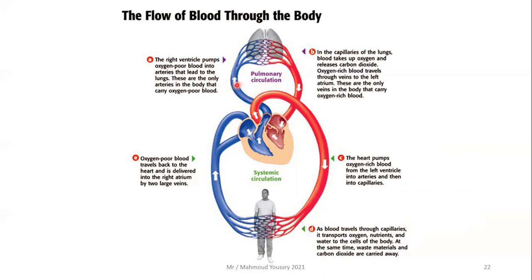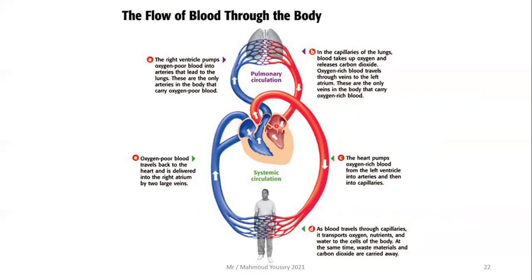So all the arteries carry oxygen-rich blood except the pulmonary arteries. They carry oxygen-poor blood. Then letter B, in the capillaries of the lungs, blood takes up oxygen and releases carbon dioxide. This is gas exchange. Then the blood becomes oxygen-rich blood that travels through veins to the left atrium. These are the only veins in the body that carry oxygen-rich blood.